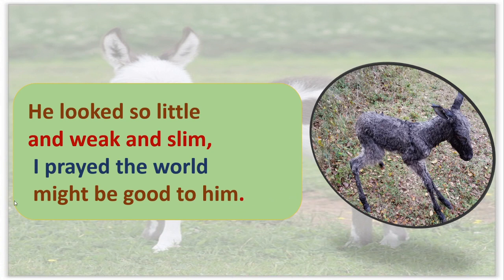Yes, the poet says here that the little donkey looked small and weak. Little is small and weak and slim. And he prayed that the world would be kind to him. Got this? Here also we can see the rhyming pairs slim and him. I think there is no hard word in this stanza. Simple stanza, isn't it? Okay, this is all about the poem The Donkey. In this poem, the poet expressed his views or thoughts regarding that one-day-old foal, isn't it?